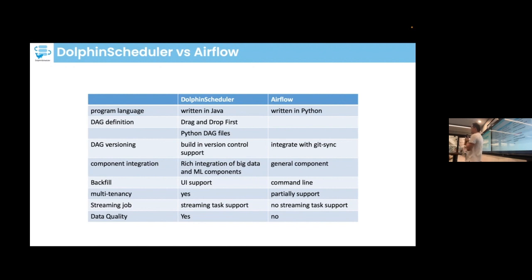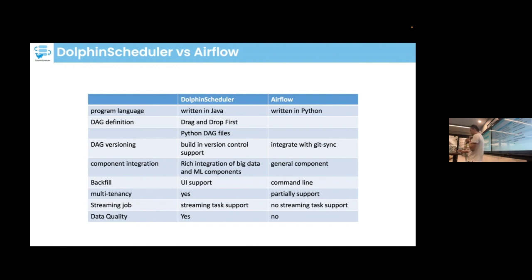Okay. Another open source workflow platform is Apache Airflow. I think maybe some of you may also know this project. So here I would like to make a comparison between DolphinScheduler and Airflow. DolphinScheduler is written in Java and Airflow is written in Python.